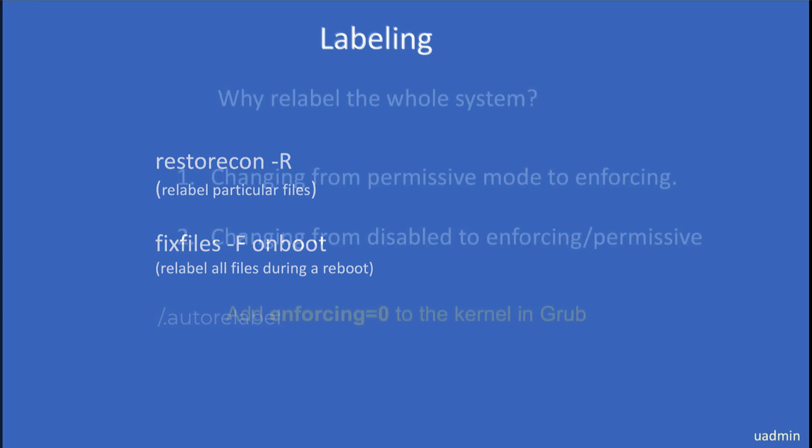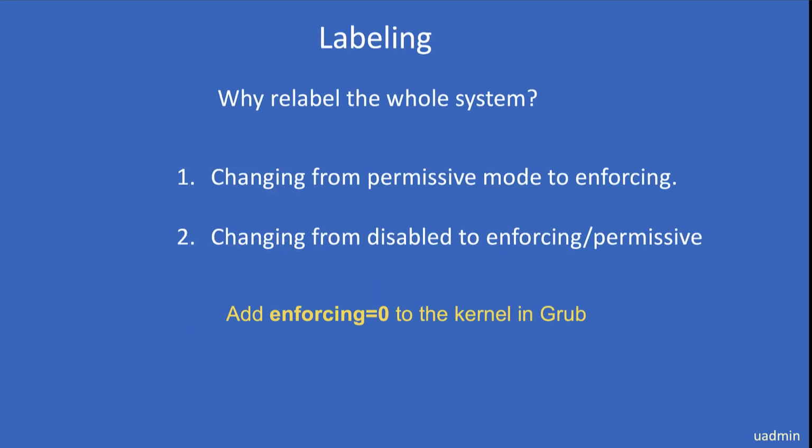Now, there are two common reasons why a system-wide relabeling may occur. The first one is that you've run in permissive mode for some time, which means that users may have labeled objects incorrectly. And if you change from permissive to enforcing, there is no automatic relabeling. So you will have to do that manually. And it's advised to do that using the fixfiles -F onboot command, and then reboot your system.